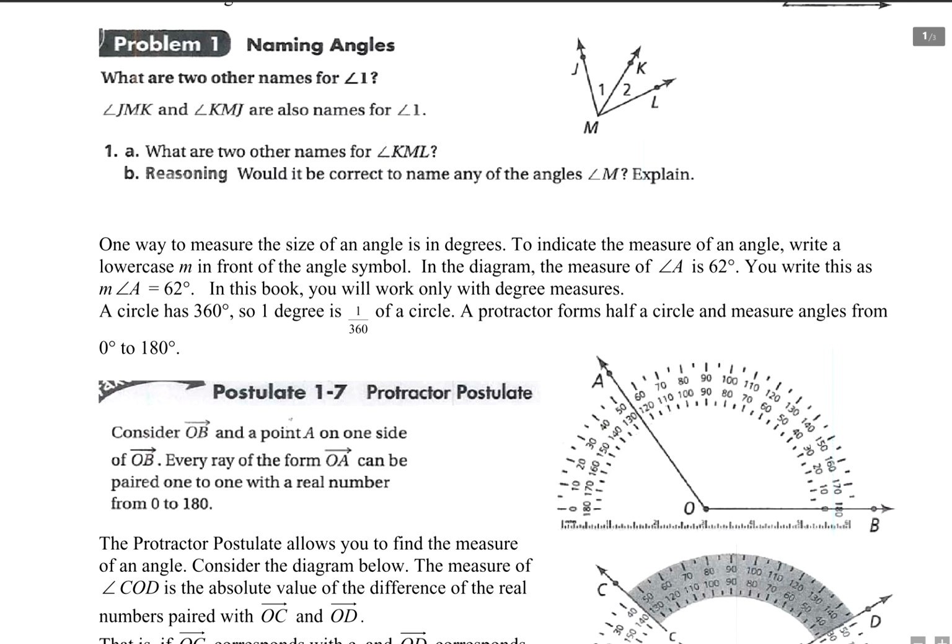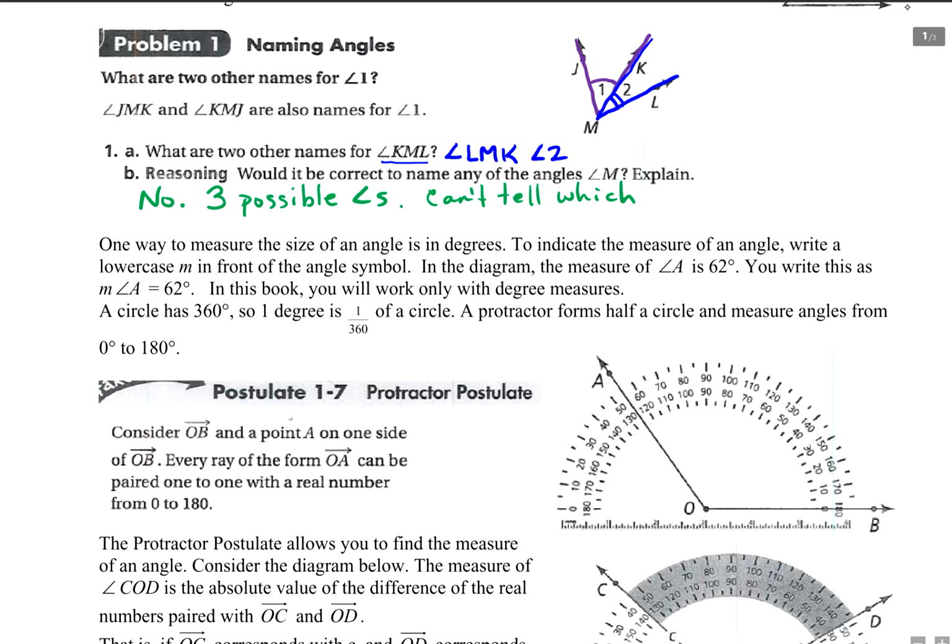Let's do our example here, naming angles. We want 2 other names for angle 1. So when we look at angle 1 here, we're looking at this angle right here. So we could name it angle JMK. Right? We're looking at this angle, JMK. We could also name it KMJ. Pause the video and answer the next 2 questions.